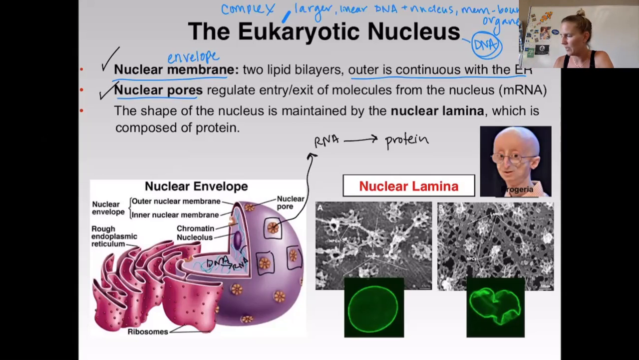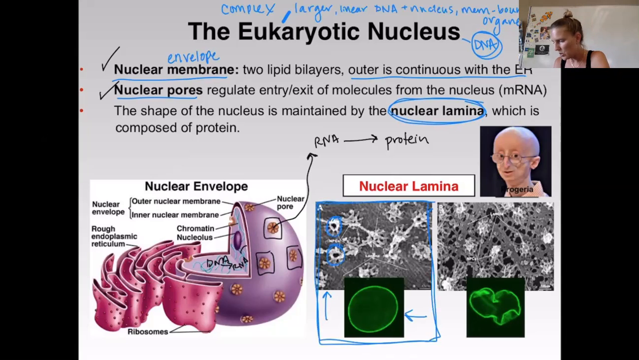And we also have this thing called the nuclear lamina, which basically helps maintain the shape of the nucleus, all right? And this is composed of protein. So if you look here, this picture labeled A is a normal nucleus by light microscopy, and then by scanning electron microscopy, you can see those little nuclear pores or the holes. And what you can see in the background is this kind of matrix network. That's all the nuclear lamina.